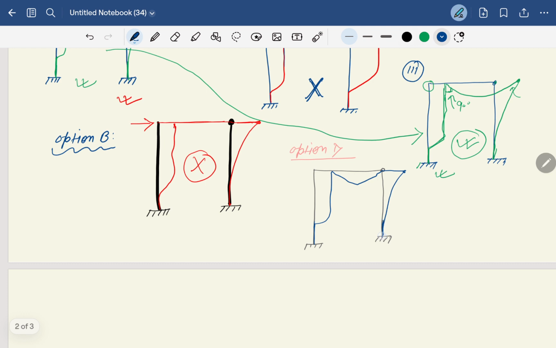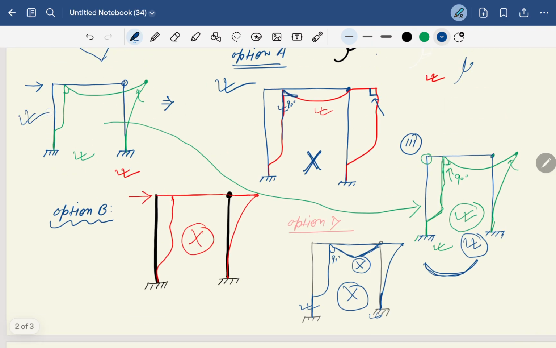So why is it wrong? Because see, the second option's golden rule is correct, 0 degree rotation, and here it is making 90 degree, but in this beam it is making two curvatures, see, one here and one here, so it is wrong. This beam will only make one curvature like this, okay. So this option is also wrong, only this option is right for the deflected shape of this portal frame. So this is the process we generally use to draw the deflected shape of the portal frame.